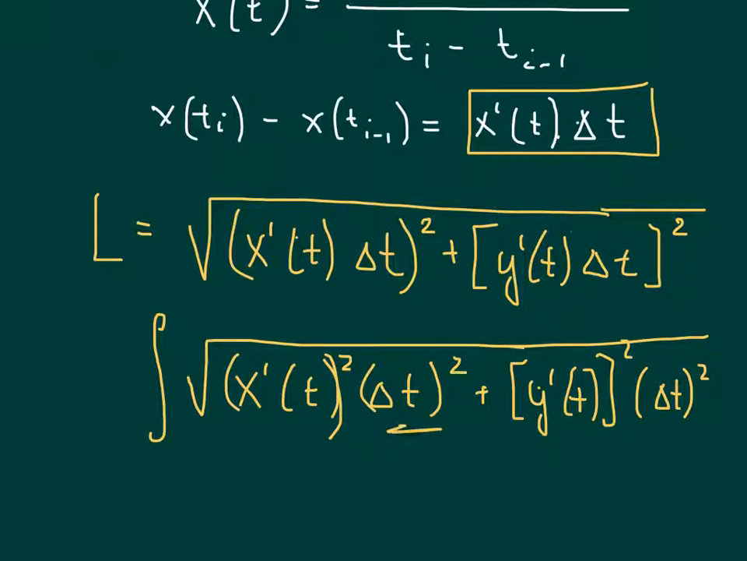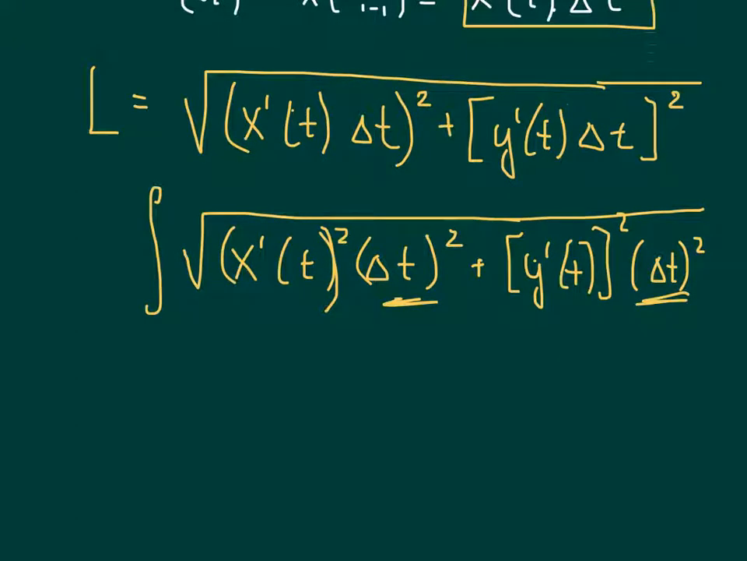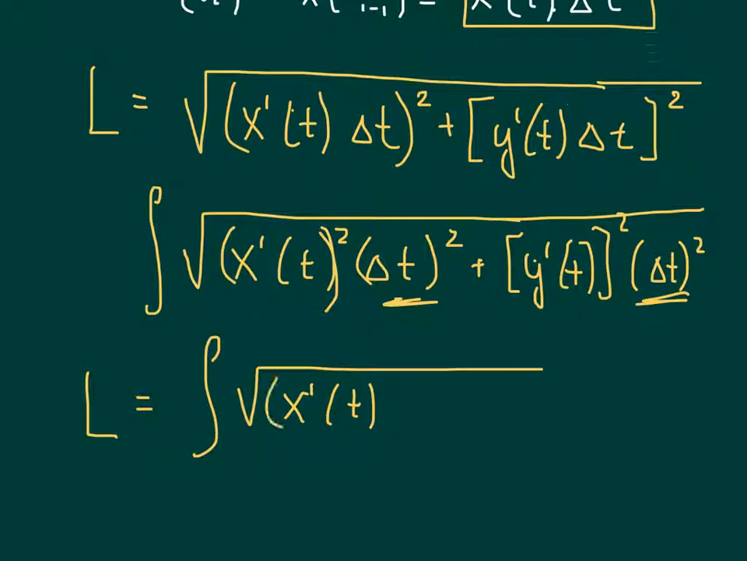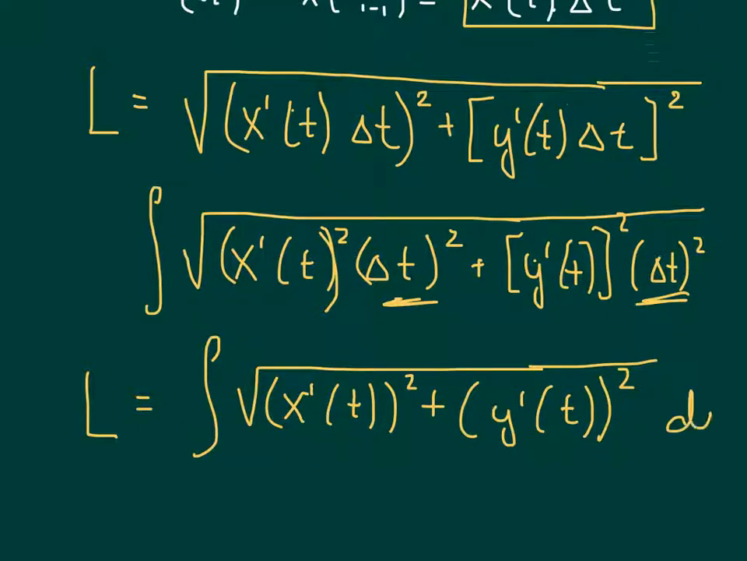And I'm just going to factor out these delta t squares. If I factor them out of each of these terms, then I can take the whole delta t squared out of the radicand. So eventually we're just going to end up with the total arc length being the antiderivative of the square root of x prime of t squared plus y prime of t squared dt. And we just have to keep account of what our t values are. That gives us this curve.